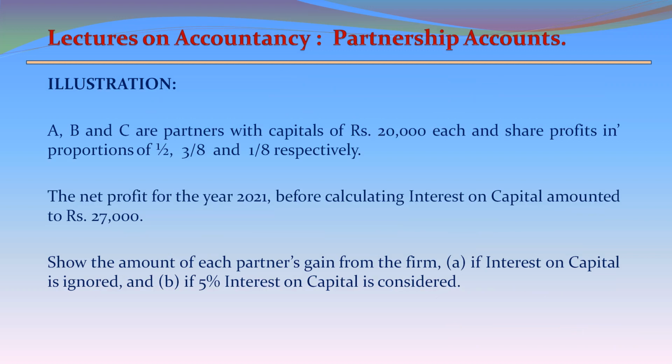Illustration: A, B and C are partners with capitals of 20,000 rupees each and share profits in the proportion of 1/2, 3/8 and 1/8 respectively. The net profit for the year 2021 before calculating interest on capital amounted to 27,000 rupees. Show the amount of each partner's gain from the firm: A, if the interest on capital is ignored, and B, if 5% interest on capital is considered.